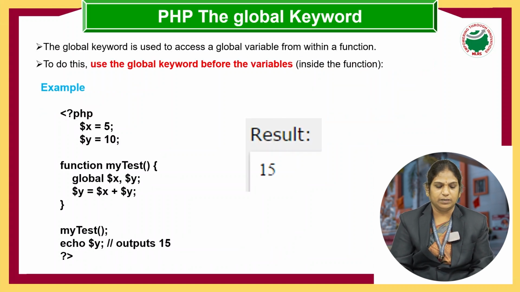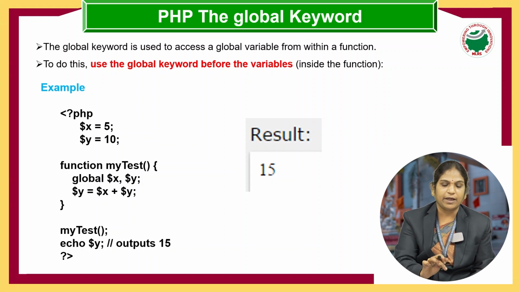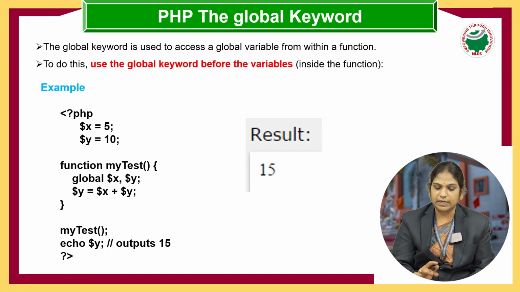And the global keyword. The global keyword is used to access a global variable from within the function. Generally, what is the use of the global scope? We are declaring the variable outside the function and its default accessibility is also outside the function only. Inside the function we cannot access it. But sometimes if we want to access a global variable within the function, then we have to use the global keyword. Before using that variable, we just have to use the global keyword.